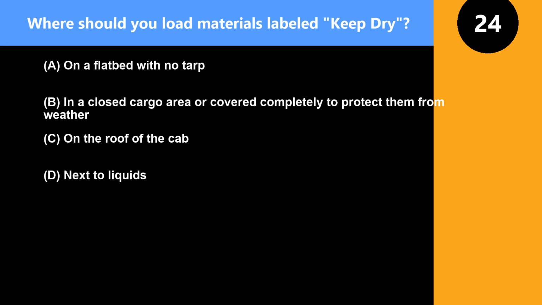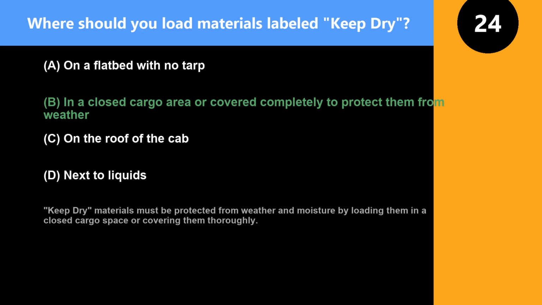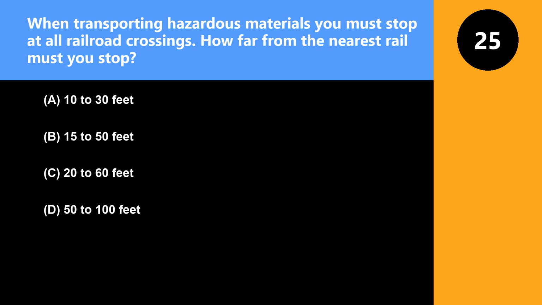Question 24. Where should you load materials labeled keep dry? Option A, on a flatbed with no tarp. Option B, in a closed cargo area or covered completely to protect them from weather. Option C, on the roof of the cab. Option D, next to liquids. The correct answer is option B, in a closed cargo area or covered completely to protect them from weather. Keep dry materials must be protected from weather and moisture by loading them in a closed cargo space or covering them thoroughly.